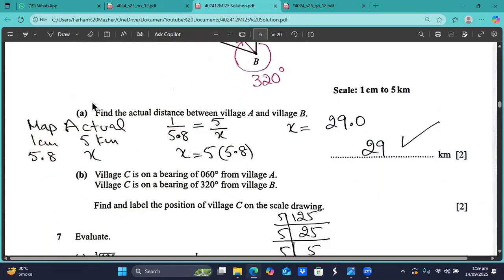So this is the map. This is the actual scale: 1 centimeter means 5 kilometers. So this length is 5.8 centimeters. So how much is this in actual distance?